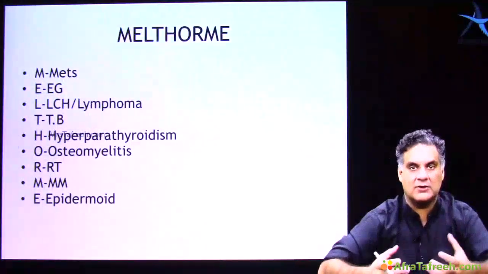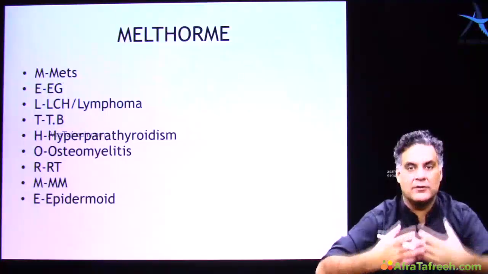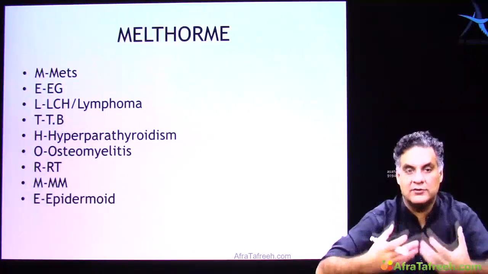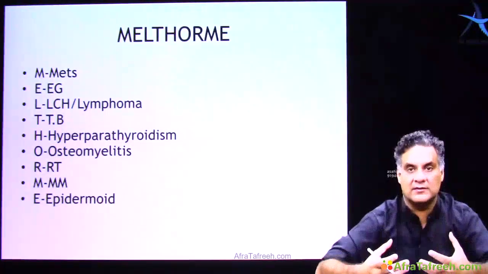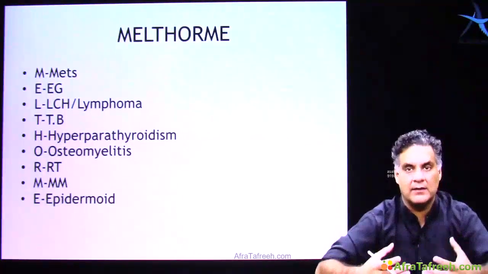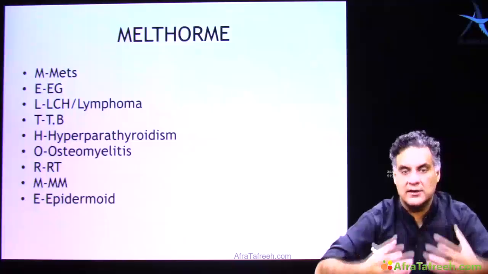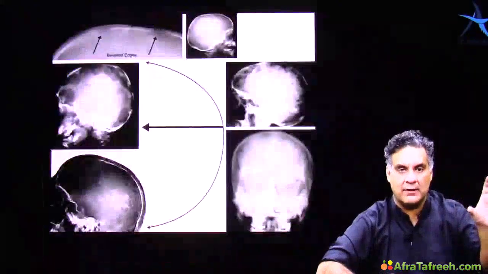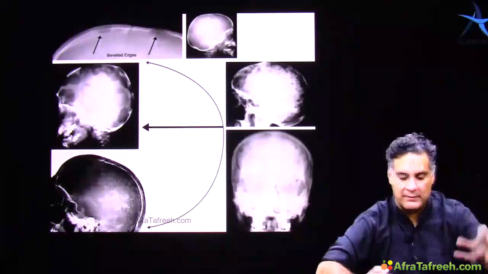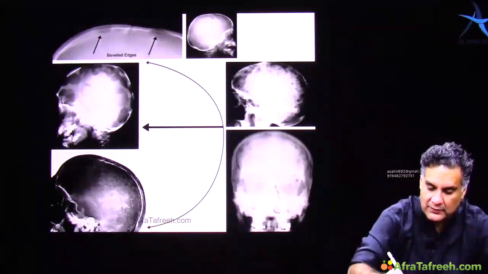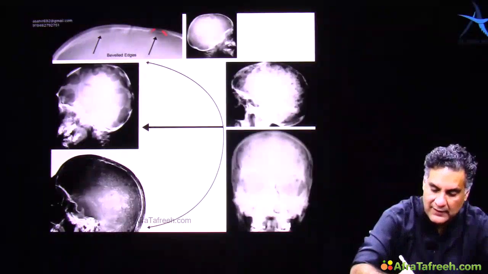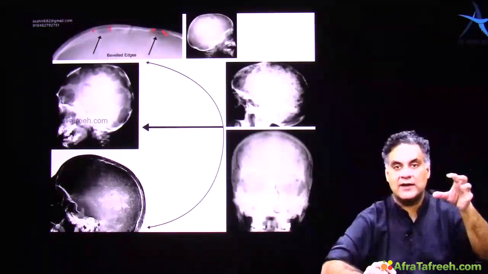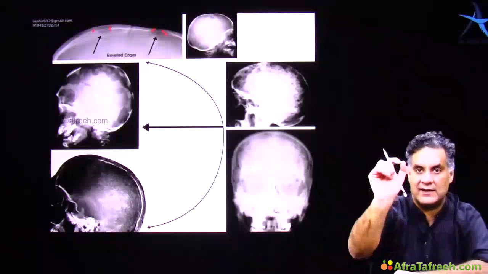And the mnemonic is Melt Horme: metastasis, eosinophilic granuloma, histiocytosis, tuberculosis, hyperparathyroidism, bone infections, radiotherapy, multiple myeloma, epidermoids. And if they show you punched out lesions, multiple myeloma. If they show you beveled lesions, think about eosinophilic granuloma. They have beveled sloping lesions. So they have histiocytosis and they have grooved nucleus, which is a very characteristic feature.